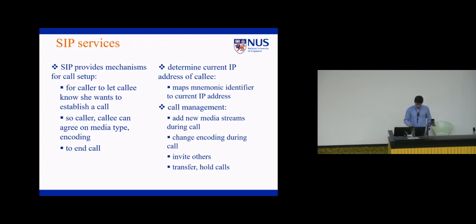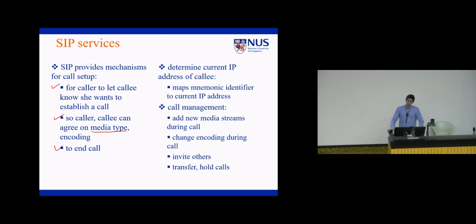So let's list all the functions SIP provides. First of all, it lets the caller let the callee know that she wants to establish a call. And then the caller and callee can agree on the media type and encoding. So the caller will say, I want to send audio using GSM format, and the callee will say, okay, I have a GSM decoder, so please send, and then the packets will be transmitted over RTP. And they can end the call.